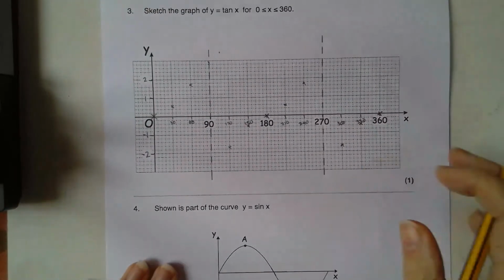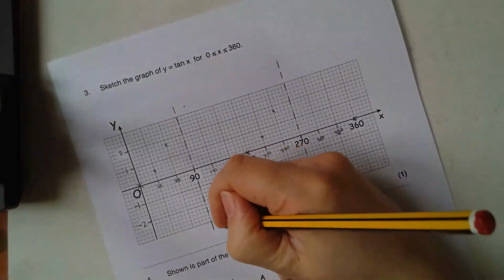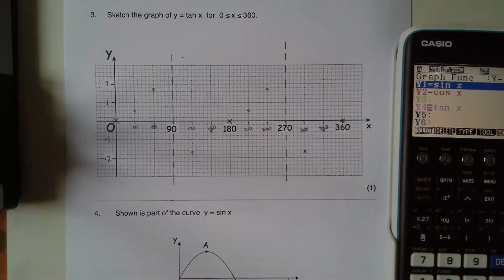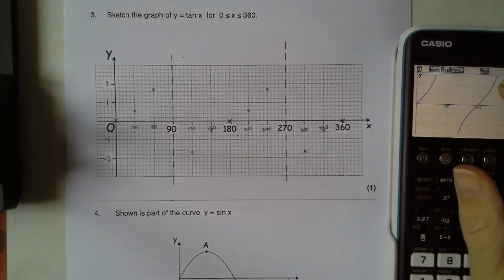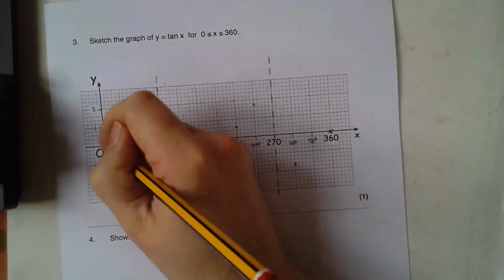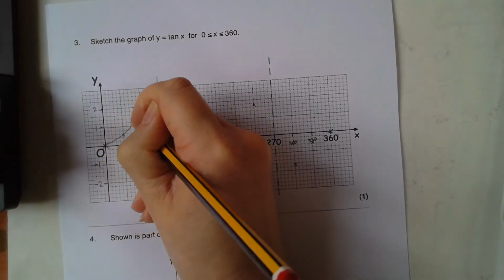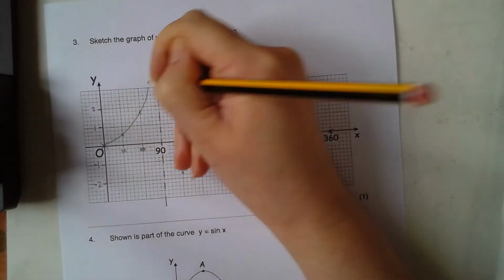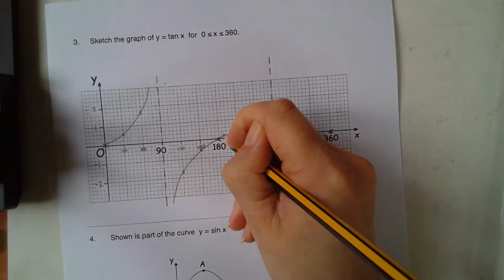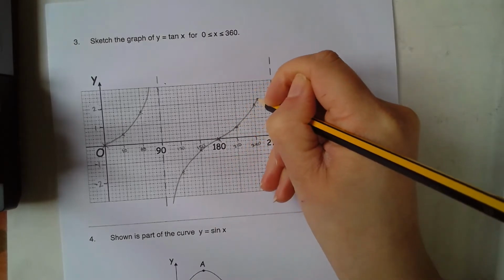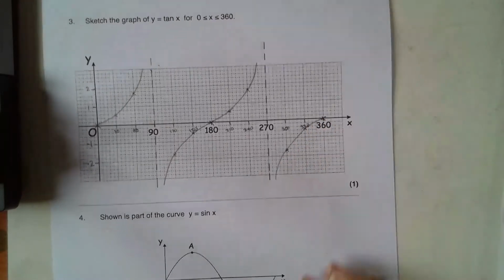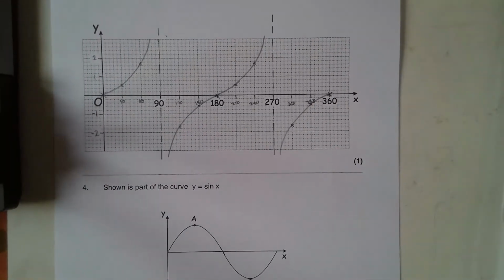So what would that look like? Well, we have an asymptote. So let's go back, menu, 5. What did our graph look like? Like this. Okay, so here it would go like so, and then it would be the same down here. And that is your tan curve.